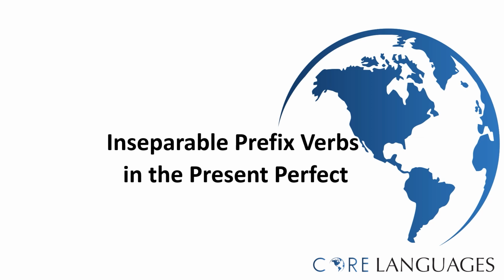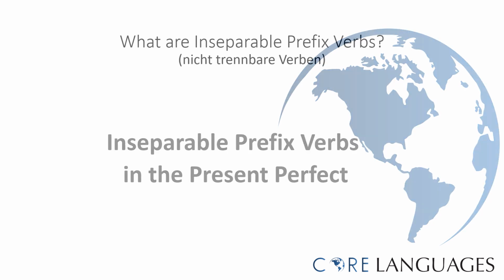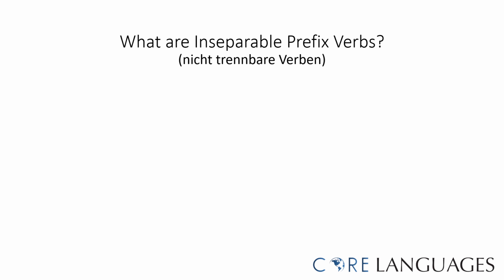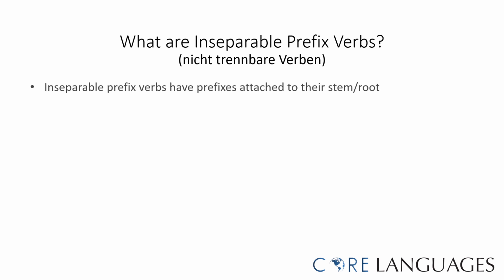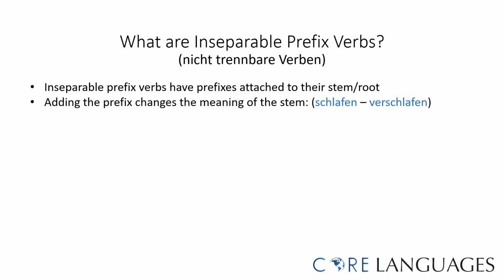Inseparable prefix verbs in the present perfect. Inseparable prefix verbs, or nicht trennbare Verben, are verbs that have a prefix attached to the stem or the root of the verb. Adding the prefix changes the meaning of the stem slightly. For example, the verb schlafen means to sleep. Adding the prefix ver to make the verb verschlafen changes the meaning from to sleep to oversleep.